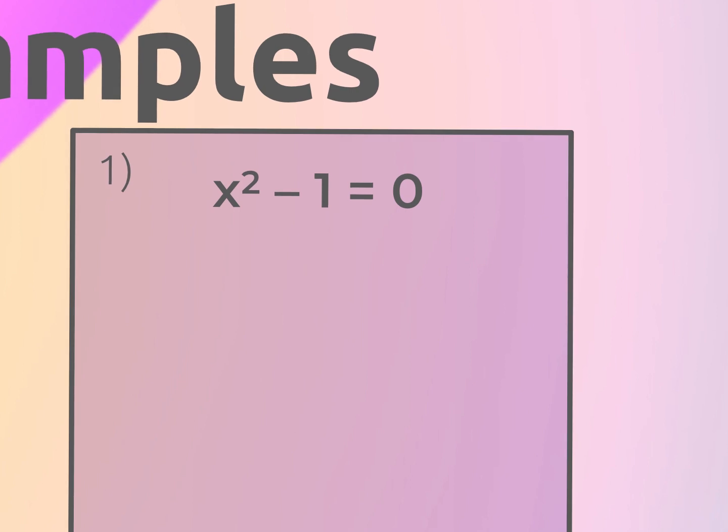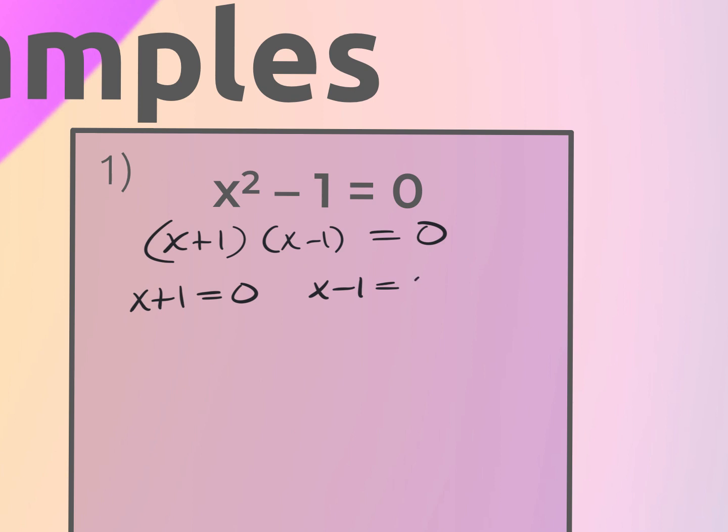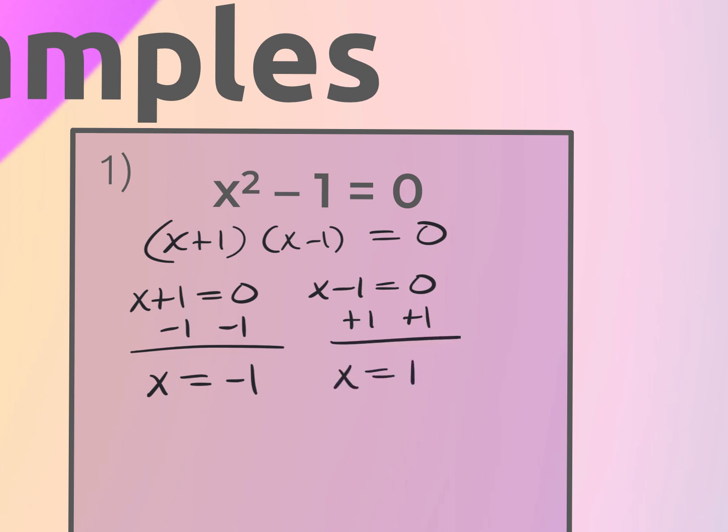Notice it's already set equal to 0 for me. So now I'm going to factor the difference of two squares. So these are both perfect squares. This will factor into x plus 1 and x minus 1. Now that my binomial is factored, I need to set each one of the binomials equal to 0 and solve for x. I'm going to subtract 1 from both sides on this one. So my first solution is x equals -1. And then my next one, add the 1, and x equals +1.